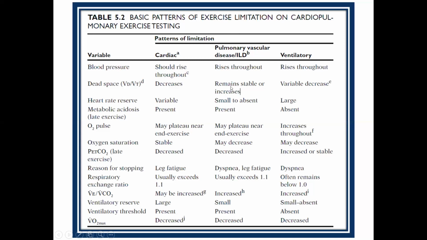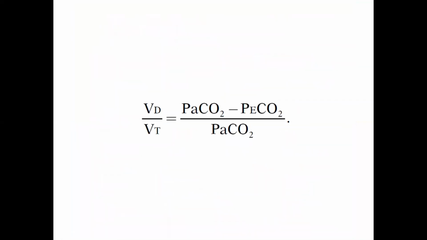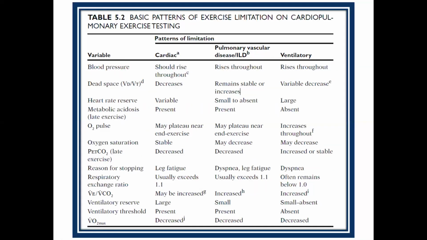What is the third thing that occurs? The VD upon VT. I told you you can use an ABG to measure this. I showed you the equation. If your VD to VT does not decrease with exercise, yet you're seeing some other parameters that show cardiac output limitation, like low O2 pulse, that is diagnostic of pulmonary vascular disease, all right? So ABG is very helpful to pick up this type of patient.